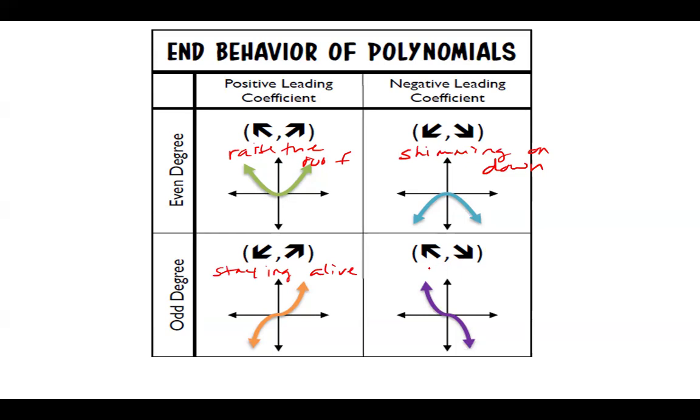If you have an odd degree and a negative leading coefficient, that means on the right side you're going down, but on the left side you're going up. So we are still alive. You thought you had me down, but we're still alive.